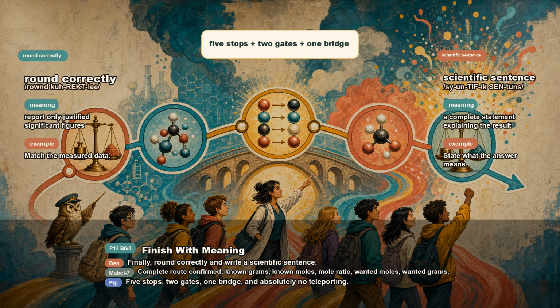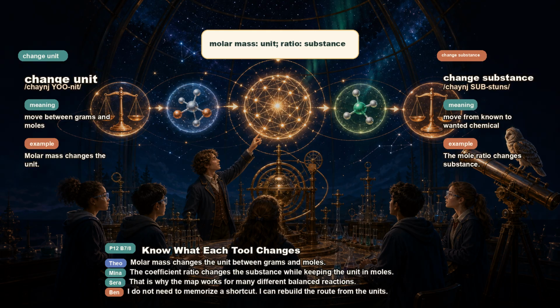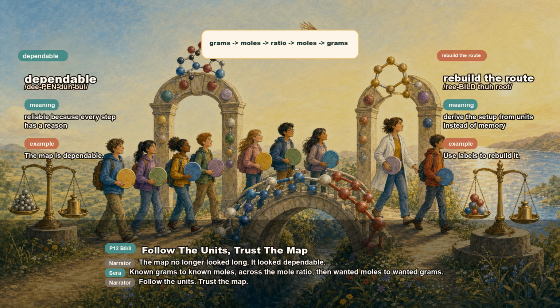Molar mass changes the unit between grams and moles. The coefficient ratio changes the substance while keeping the unit in moles. That is why the map works for many different balanced reactions. I do not need to memorize a shortcut. I can rebuild the route from the units. The map no longer looks long. It looks dependable. Known grams to known moles across the mole ratio, then wanted moles to wanted grams. Follow the units, trust the map.